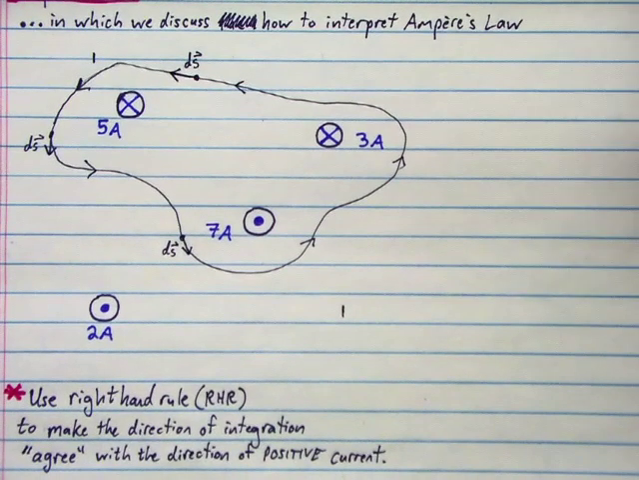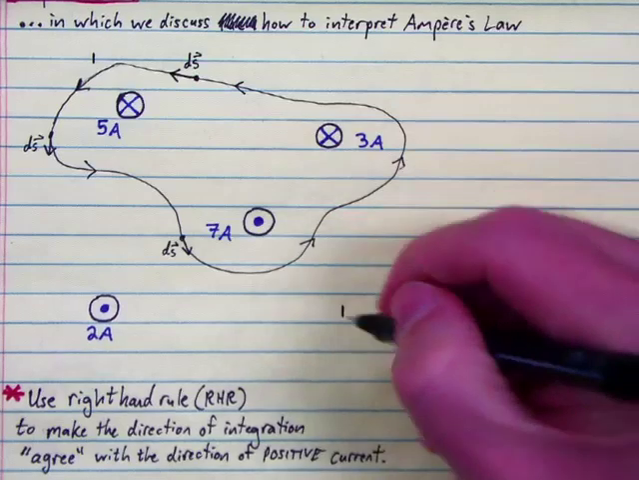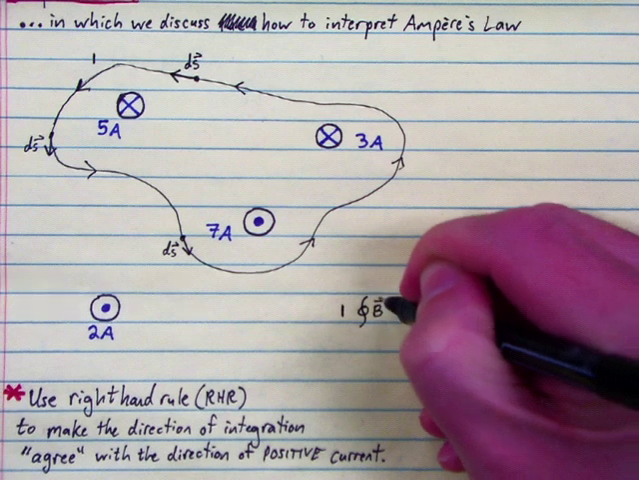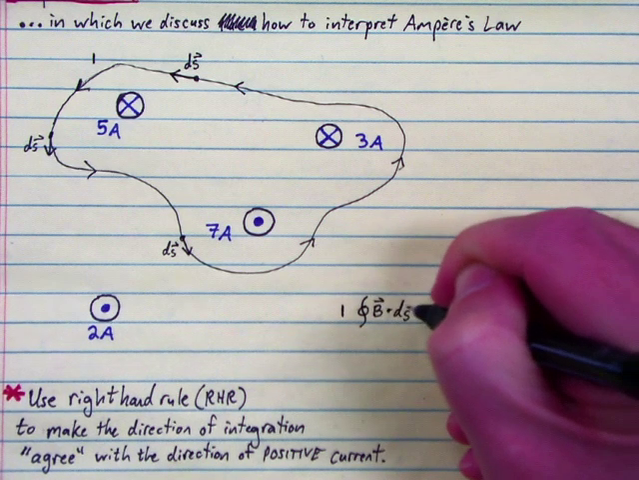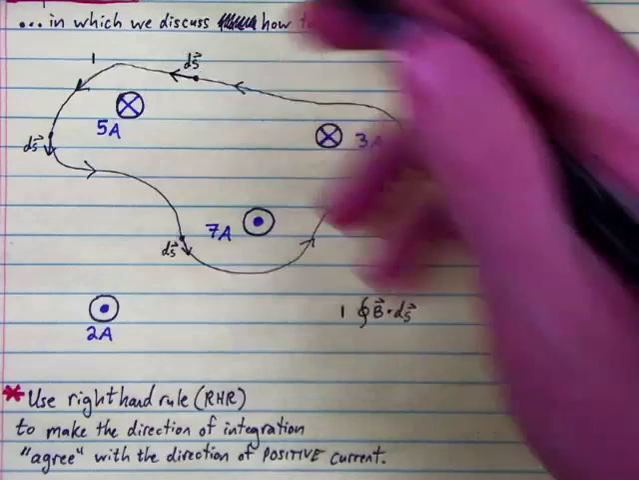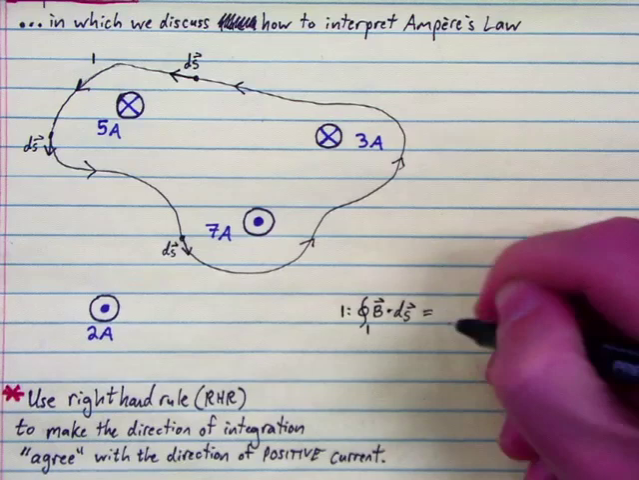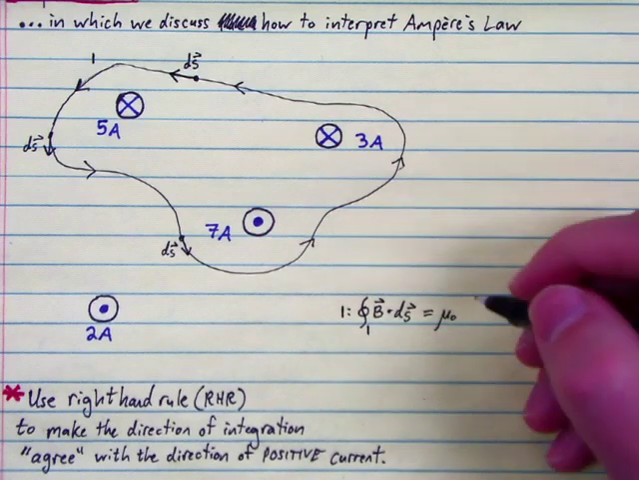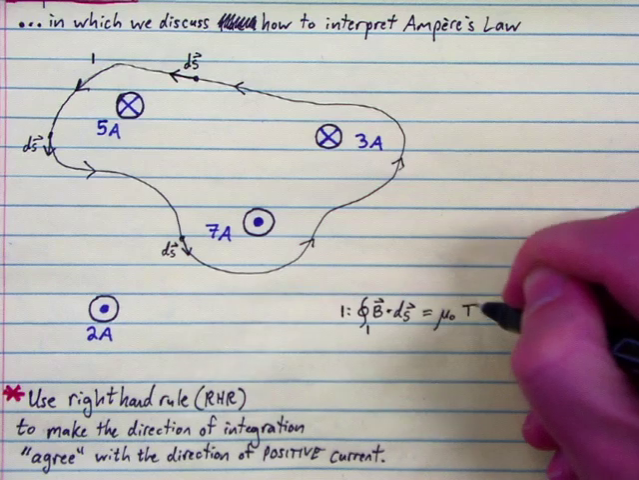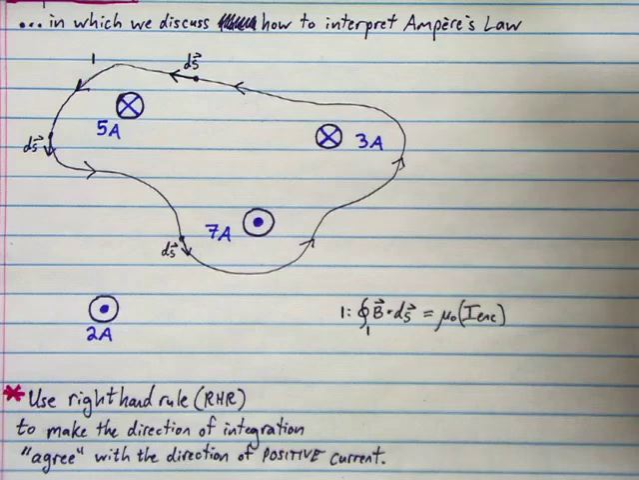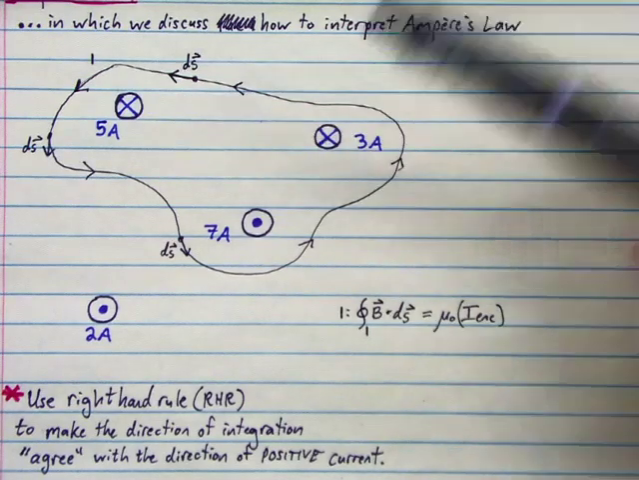and over here write a statement of Ampere's law for that path. So the closed path integral of B dot ds around path 1 will equal our constant mu naught times the current enclosed inside that path. Okay, so I've got these three wires.